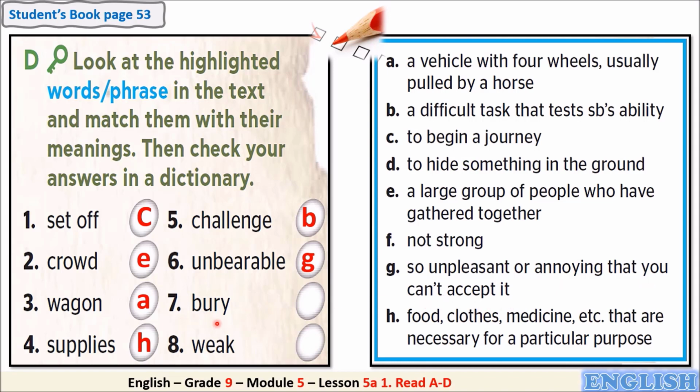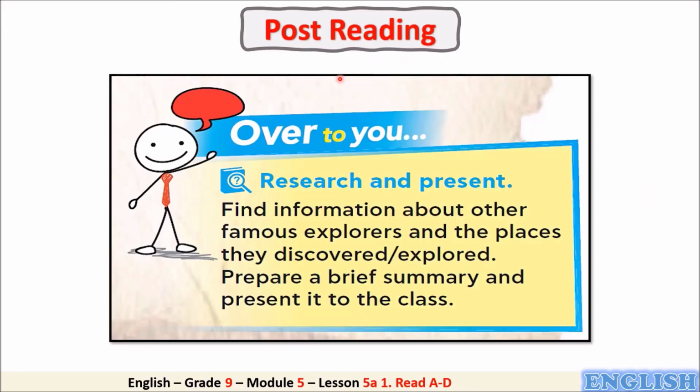7. Bury. Very good, my students. It's with D. To hide something in the ground. And the last word is weak, which means not strong, with F. Well done, my students. This is a post-reading activity. Over to you. Research and present. Find information about other famous explorers and the places they discovered or explored. Prepare a brief summary and present it to the class.